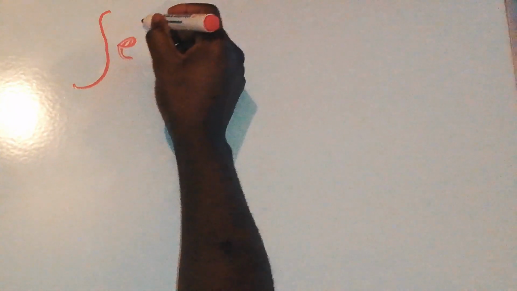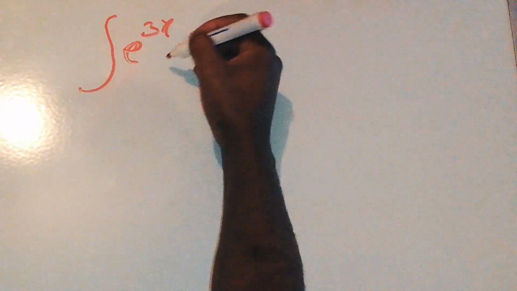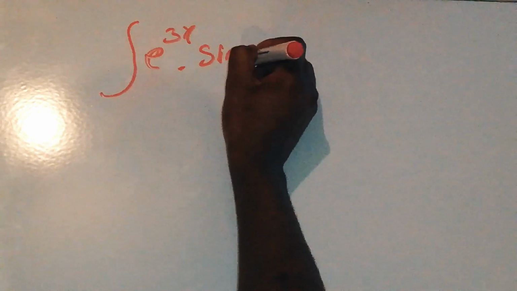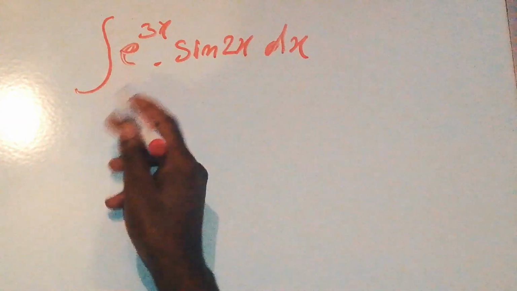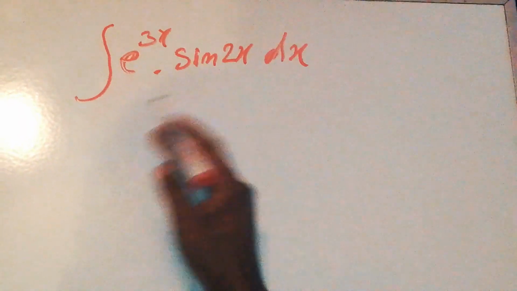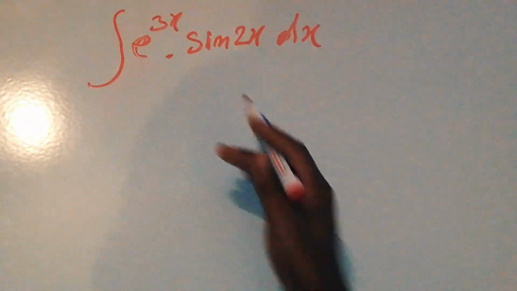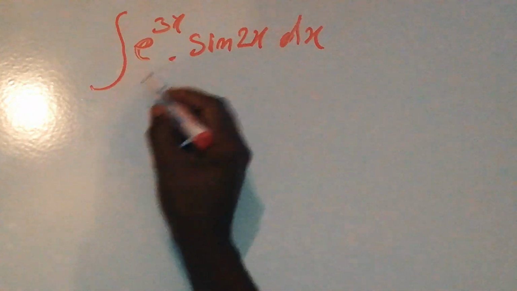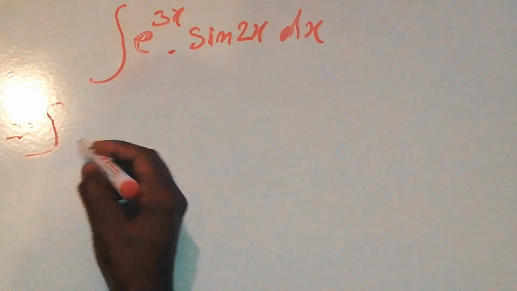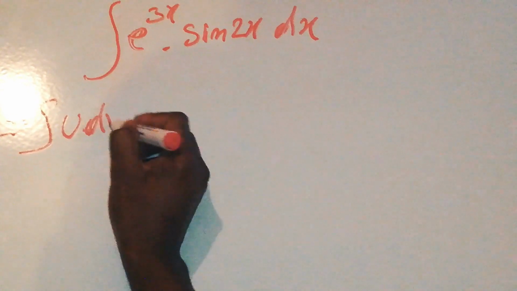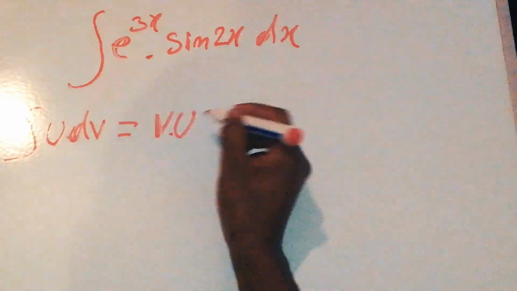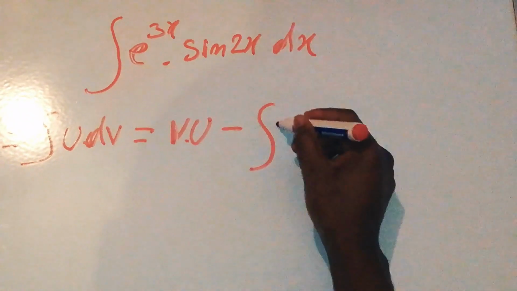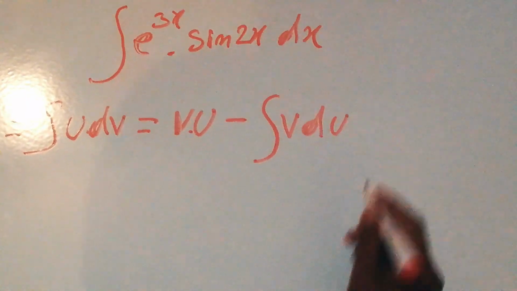So let's take now the integral of e exponent 3x times sin 2x dx. So when you find yourself in this kind of situation, remember you do integration by parts. Okay, I'll state it again. So now you need to find, okay, let me set it up for you. So the integral of u dv is equal to v times u minus the integral of v du.